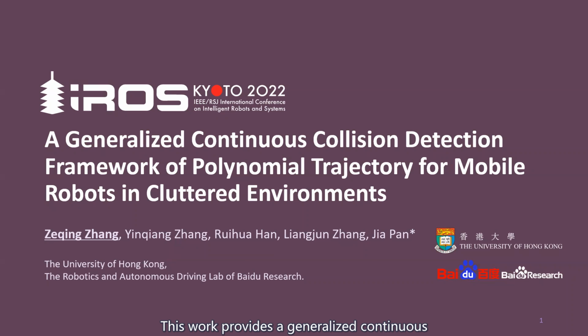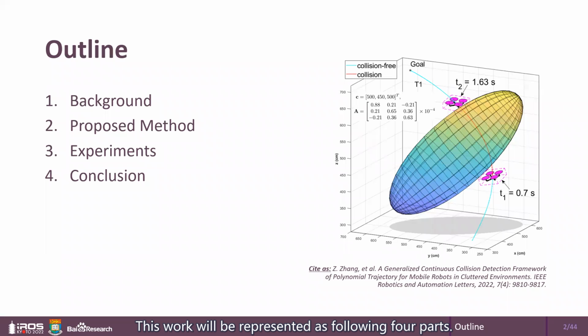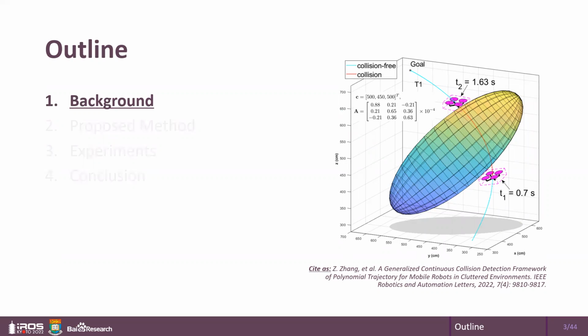This work provides a generalized continuous collision detection framework of polynomial trajectory for mobile robots in cluttered environments. This work will be presented in the following 4 parts. First of all, the background.